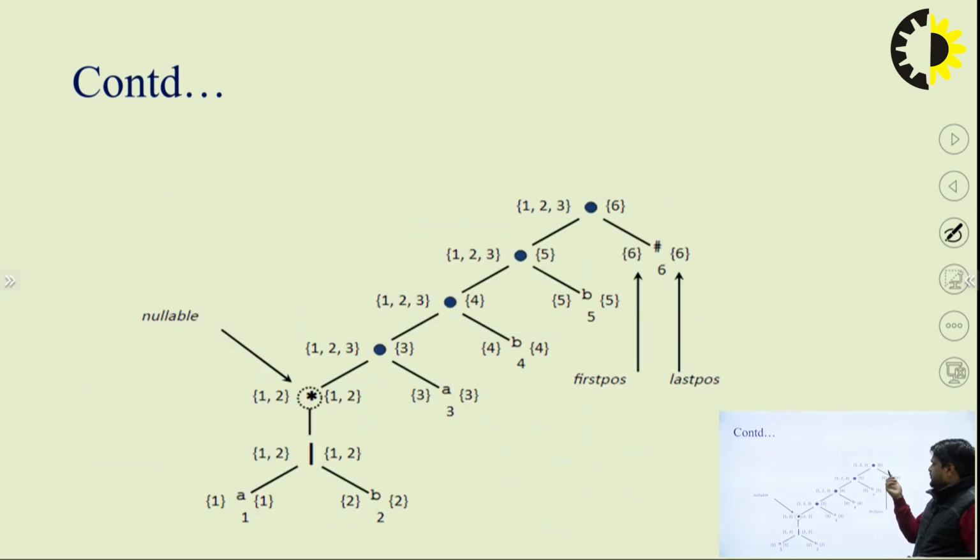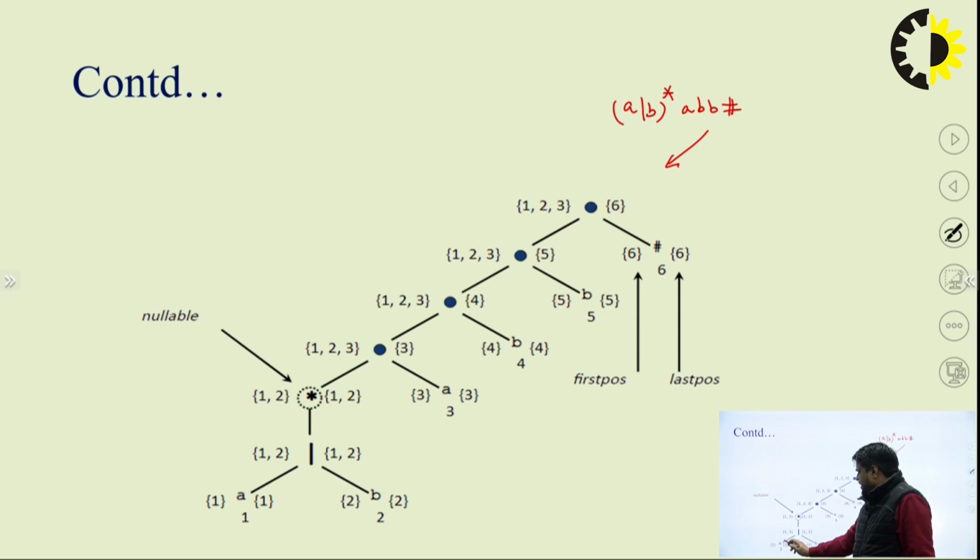Now we will move towards the same syntax tree: (a | b)* a b b. Right or not right? So this syntax tree can be decorated in this particular manner. Suppose this is a terminal symbol, so what is the first position? You can say the first position will be dependent on the position of this particular node, so it is 1.